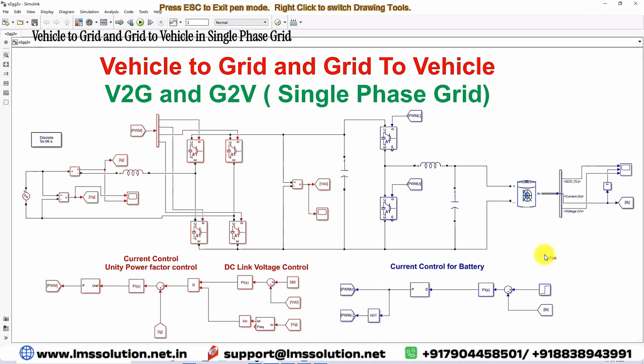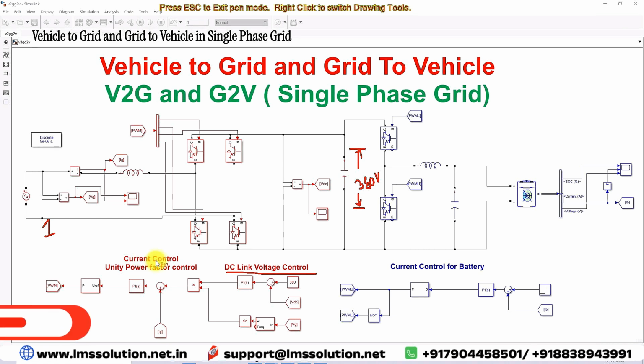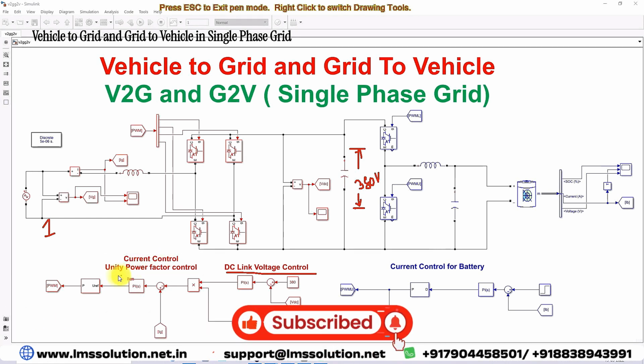In this model, we need to maintain the voltage across the DC link capacitor around 380 volt, and also we need to make the power factor of the source side always unity. Here we need to apply two control methods. One is DC link voltage control. Another one is current control. The current control is used for maintaining the unity power factor in the source side.